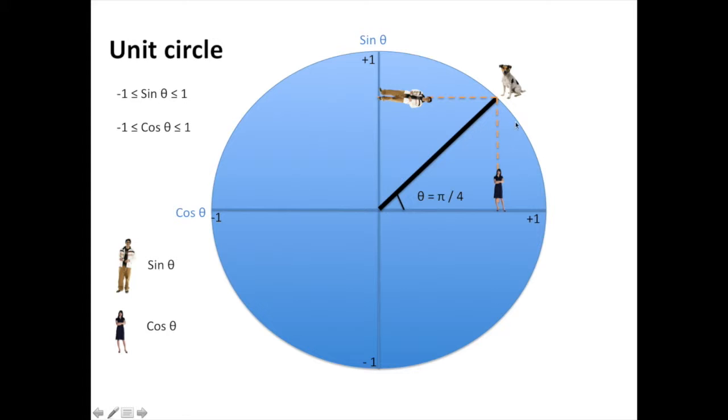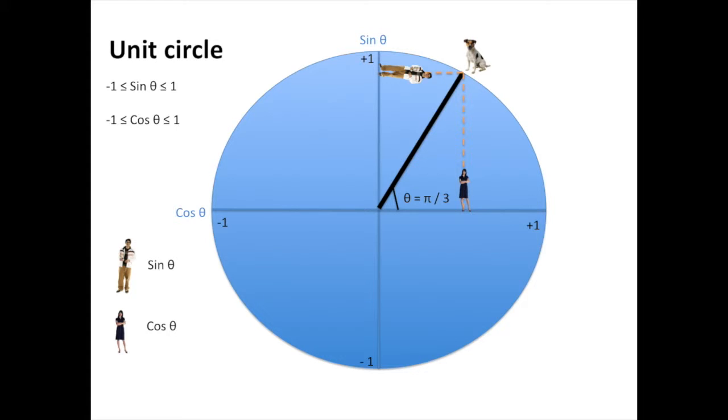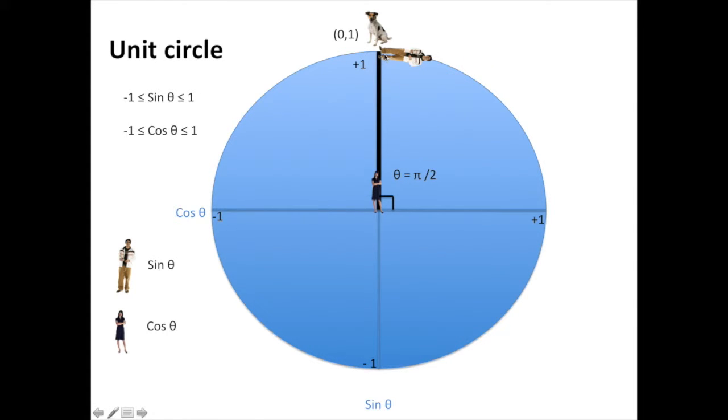As this dog goes through this quarter, which is the first quarter of the unit circle, this lady starts going away from the origin, so cosine of theta goes from 0 toward +1, and this man starts to move away from the center and goes toward y = +1. So in the first quarter, sine of theta goes from 0 to +1, and cosine of theta goes from +1 to 0. So both sine of theta and cosine of theta are positive in the first quarter of the unit circle.